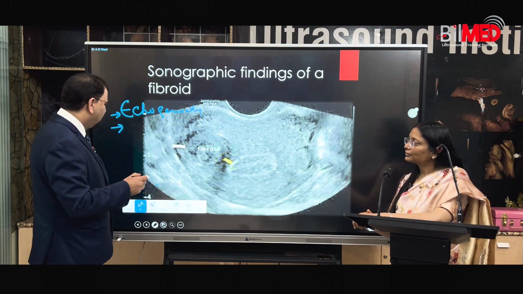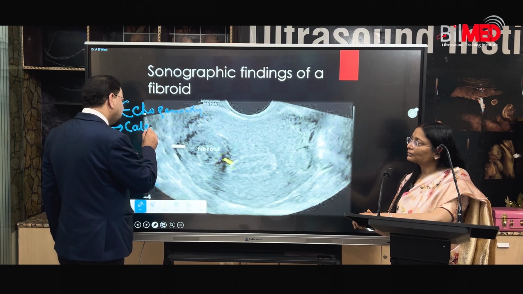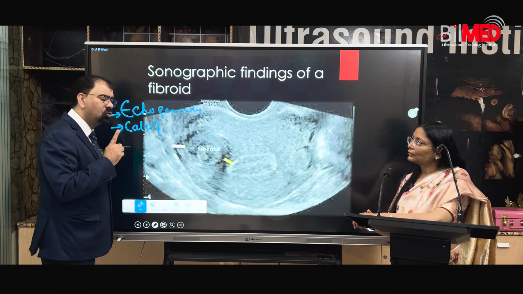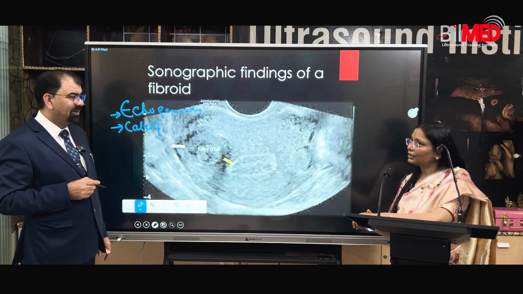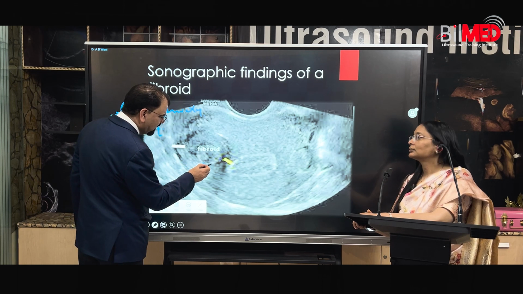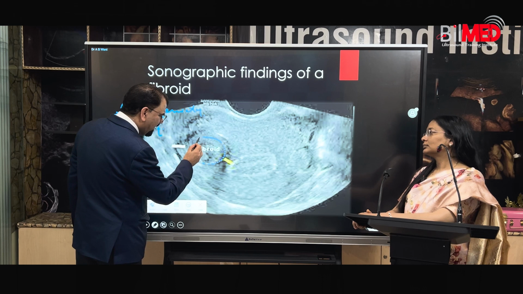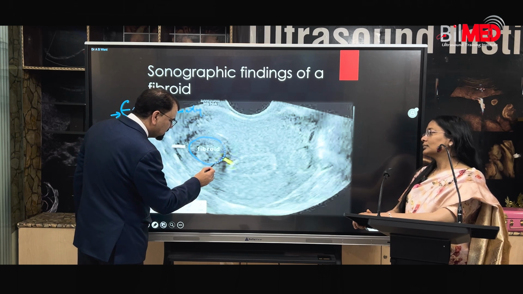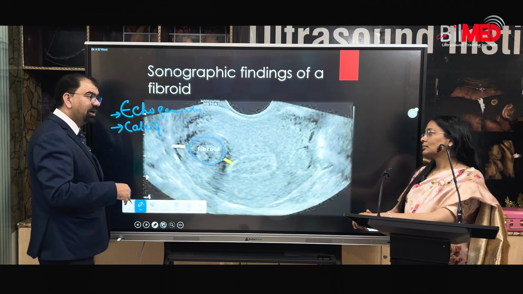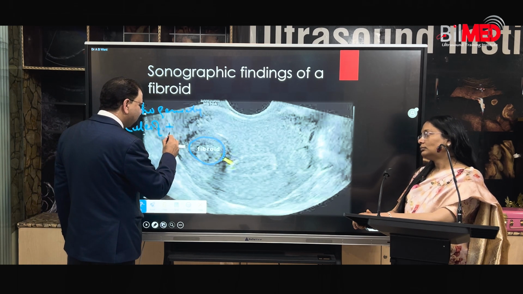Now, second, calcifications. Will there be any calcifications, yes or no, if it is a fibroid? There can be. Now these calcifications are usually, I am using the word usually, at the periphery. That is what we call eggshell calcifications. So calcifications will be there, yes.